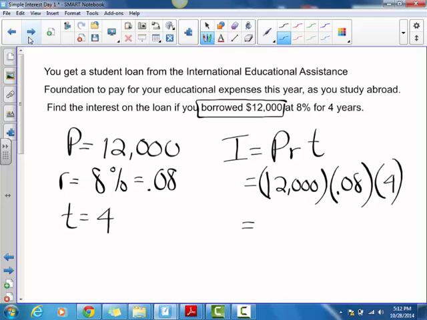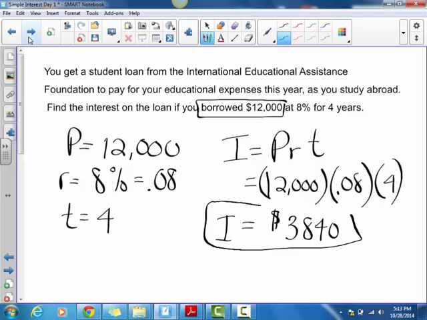So the interest that you would earn on your loan, $3,840. The interest is $3,840.